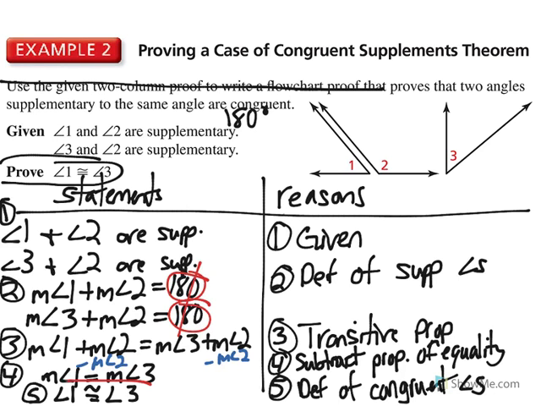Notice we got to where we could say angle 1 is congruent with angle 3. That goes back to our proof, so we finished. Remember that this is our answer. This entire proof is our answer, being able to have those logical statements that lead up to what we are trying to prove.